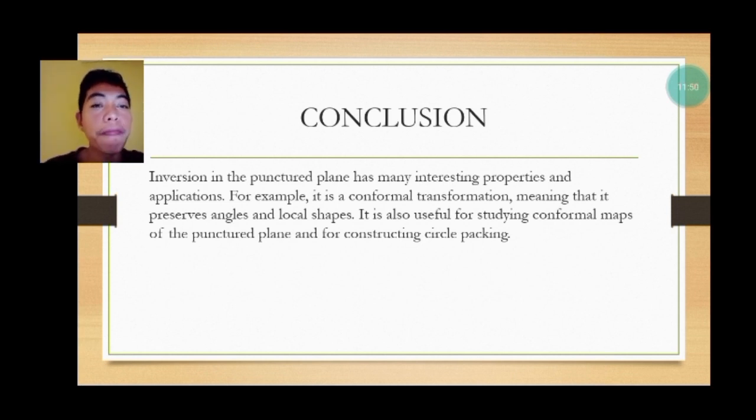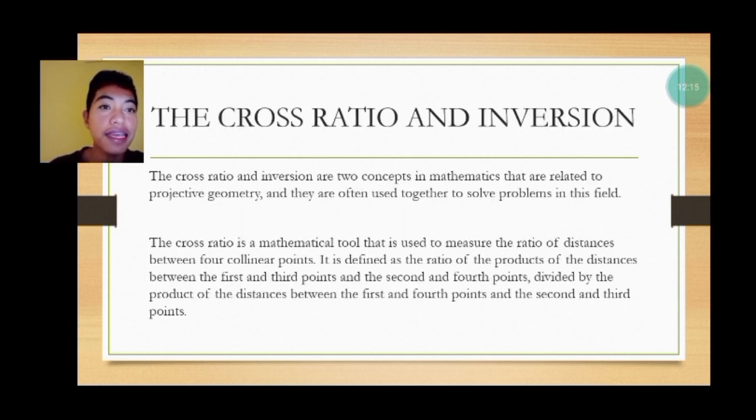So overall, in the application or conclusion of the inversion in the punctured plane, it has many interesting properties and applications. For example, it is a conformal transformation, meaning that it preserves angles and local shapes. It is also useful for studying conformal maps of the punctured plane and for constructing circular packings.